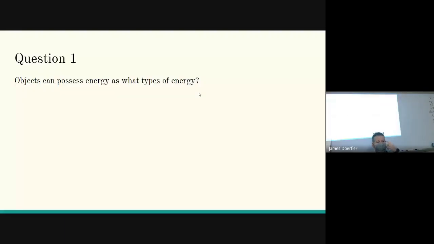So this question, objects can possess energy as what types of energy? Now this is going all the way back to the very beginning of the chapter, okay? So objects can possess energy as what types? Now this type of question is going to be a multiple choice question, okay? So you don't have those choices here, but just to get your thought going here, they can possess potential and kinetic energy. Okay, what is kinetic energy? It's the energy of motion, movement.